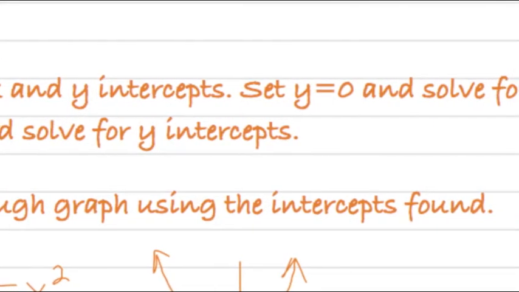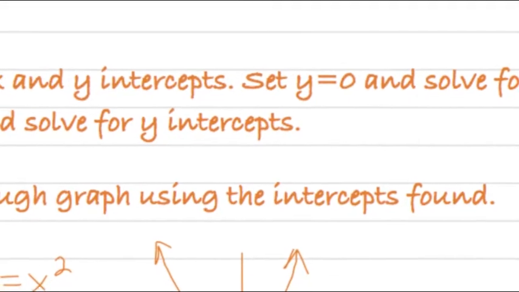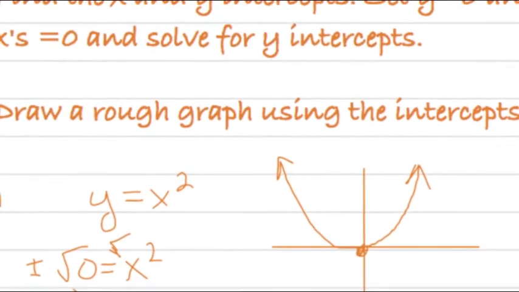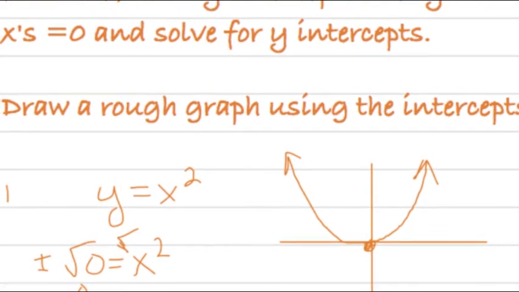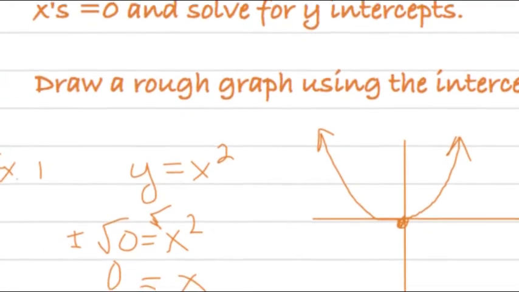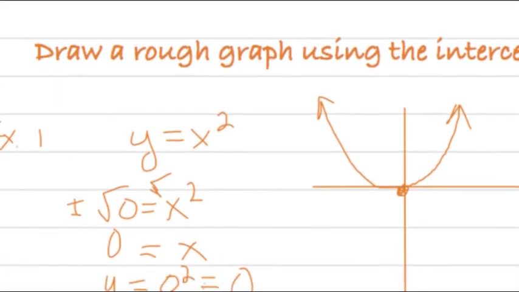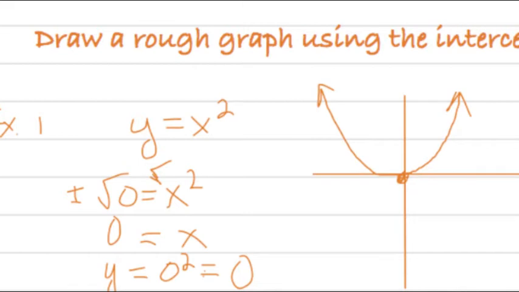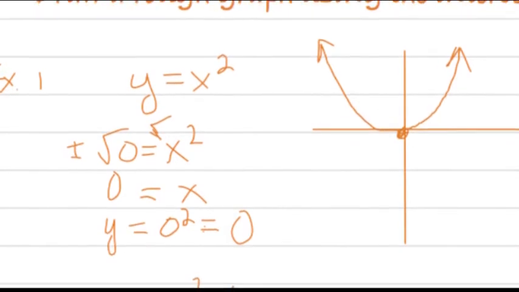Okay, so here's a quick, easy example. We're going to draw a rough graph using the intercepts found. Again, it's not anything precise, so as long as we're using the information we obtained, it should be accurate. Alright, so our first equation. Example 1, y is equal to x squared. Now, we're going to set y equal to 0 to solve for x. So 0 is equal to x squared.